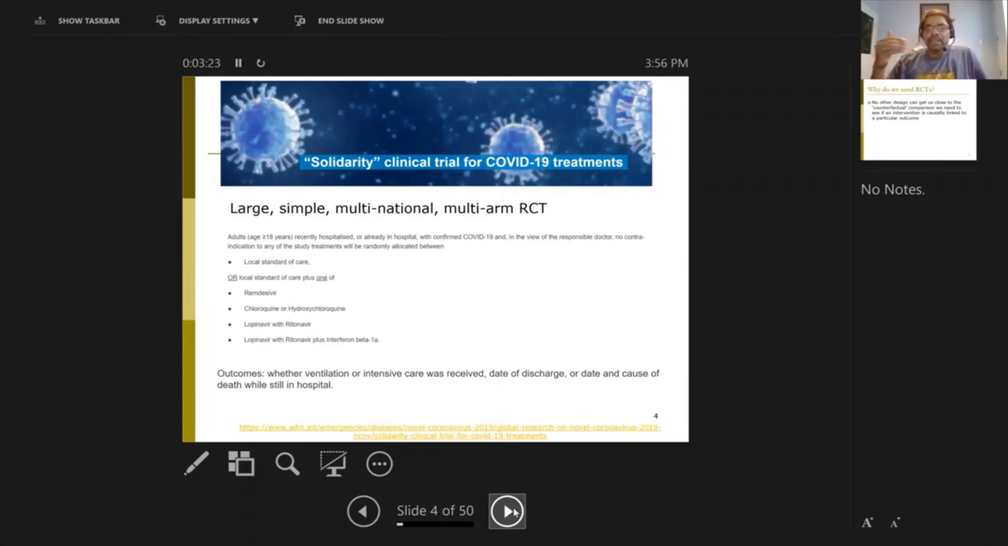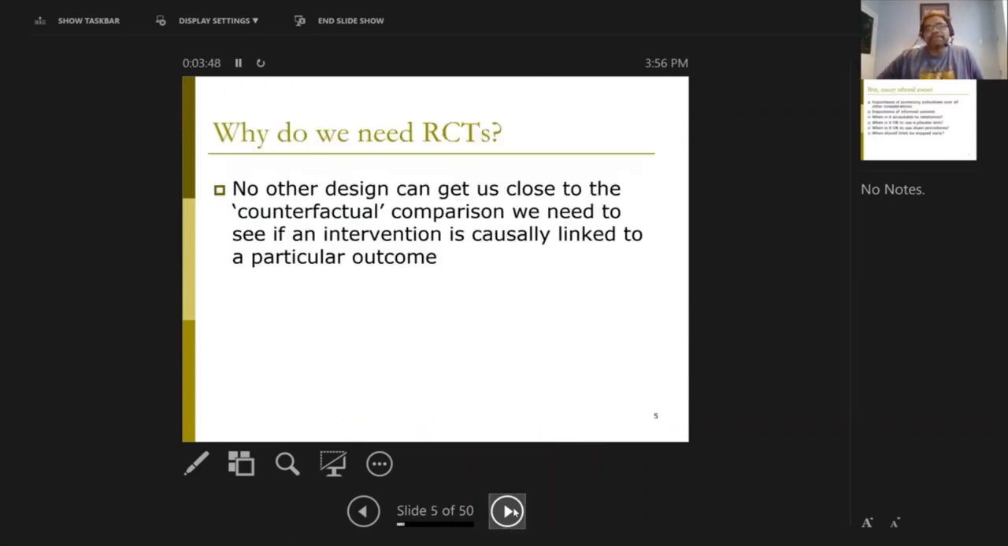So adults with confirmed COVID could either be randomized to local standard of care or local standard of care plus remdesivir or chloroquine or lopinavir with ritonavir or another combination of ritonavir, lopinavir with interferon beta. And the outcome is whether the patients will require ventilation, ICU care, whether they die or they go home, and what is the date of discharge or death.